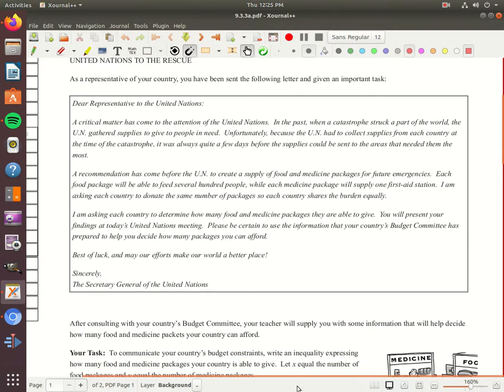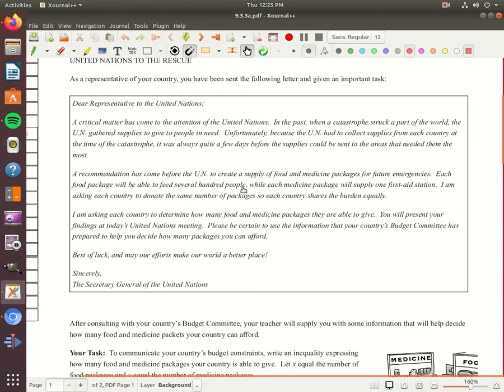As a representative of your country, you have been sent the following letter and given an important task. Dear representatives to the United Nations, a critical matter has come to the attention of the United Nations. In the past, when a catastrophe struck a part of the world, the UN gathered supplies to give to people in need. Unfortunately, because the UN had to collect supplies from each country at the time of the catastrophe, it was always quite a few days before the supplies could be sent to the areas that needed them the most.